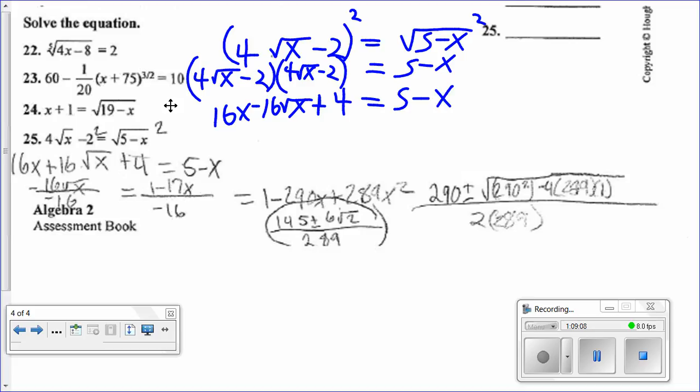Times 5 minus x. Let's get all our x's on one side, so we're going to add an x to both sides. So 17x minus 16 square roots of x, plus 4 equals 5. We added an x, but I'm going to go ahead and just subtract 4 from both sides while I'm at it. So minus 4, and then minus 4 over here. It's going to give us 1.